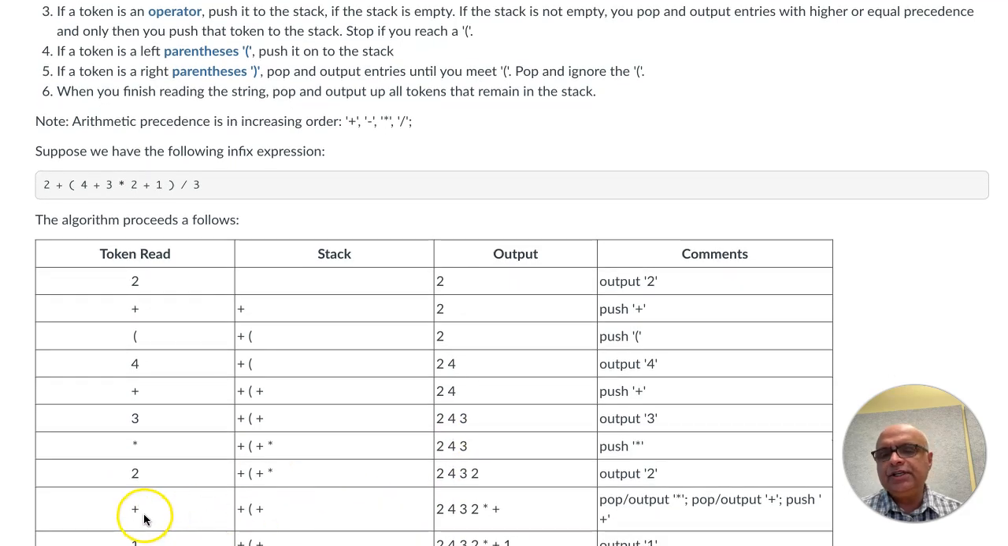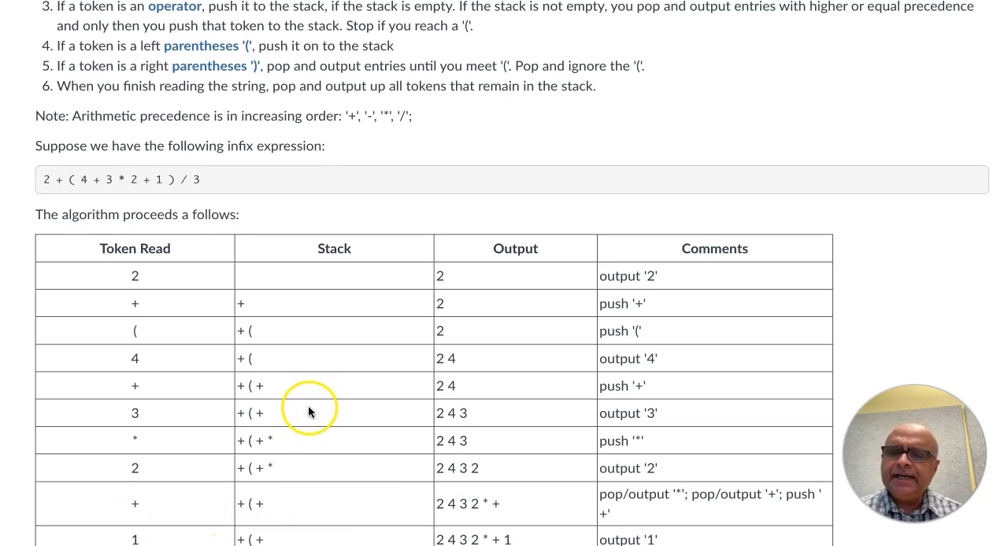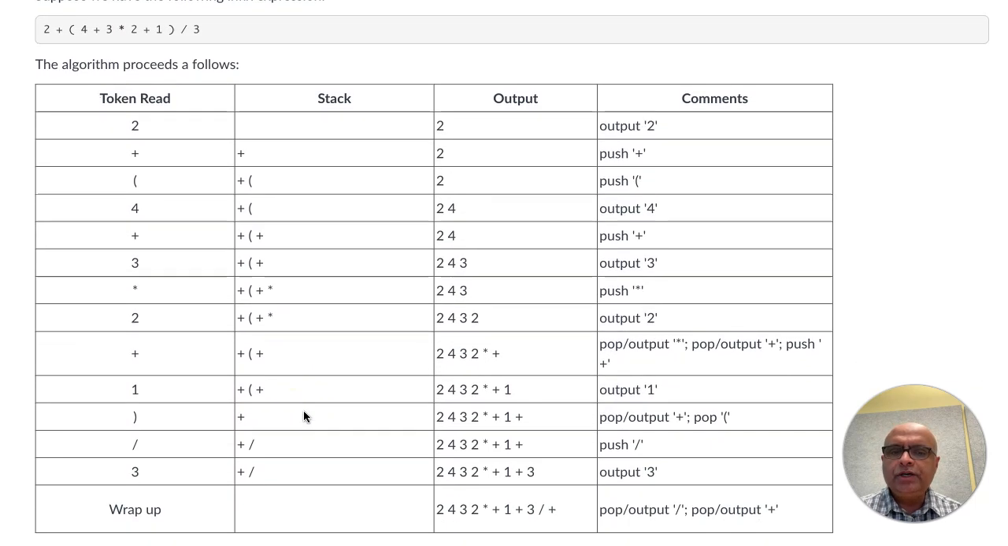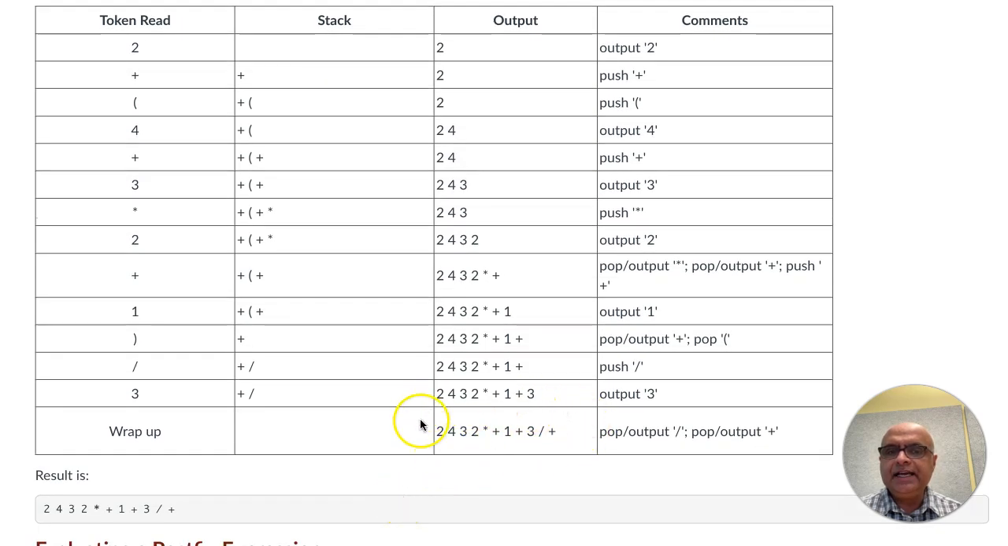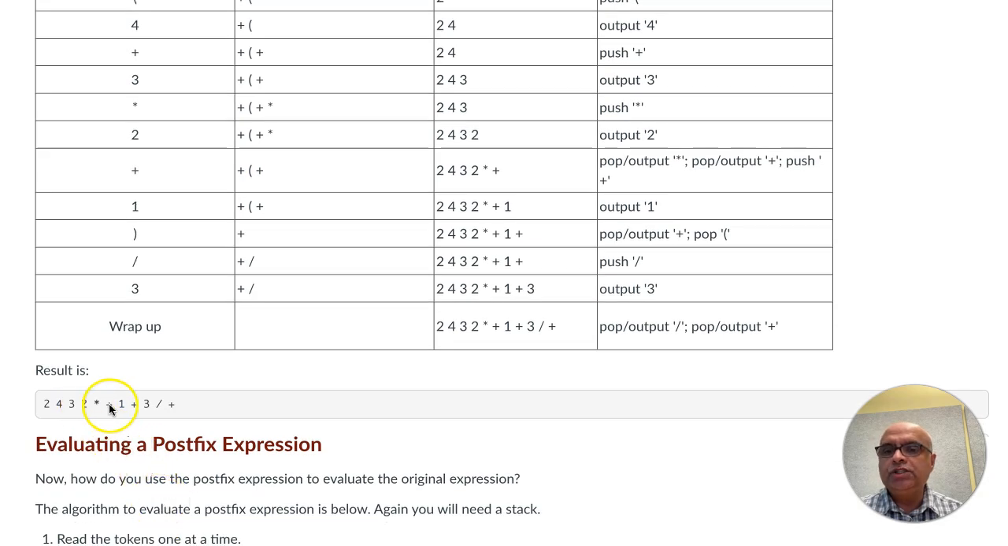Now here's where it's interesting. You encounter a plus, and there are things of equal and higher precedence, so you pop the first thing, which is a multiplication. You pop the next thing, which is a plus, and then you take this new plus and push it onto the stack, and on and on it goes, till what you end up getting in the output is the same infix expression in postfix format, right? Okay, so now we've got our postfix, right?